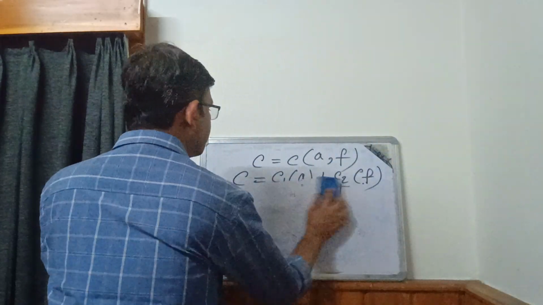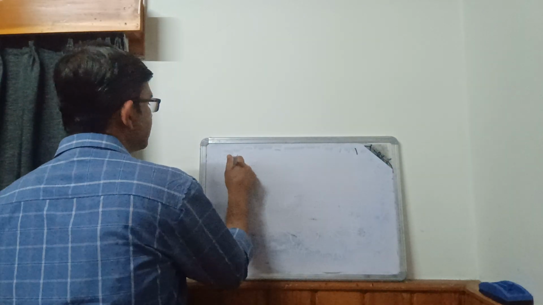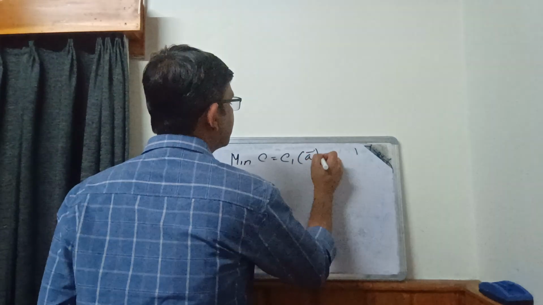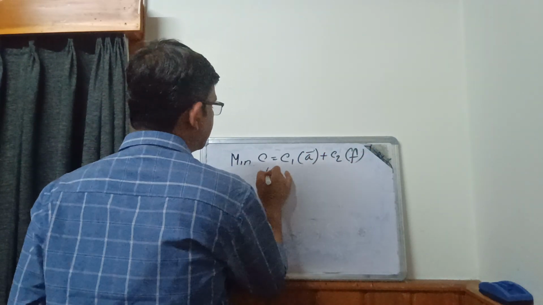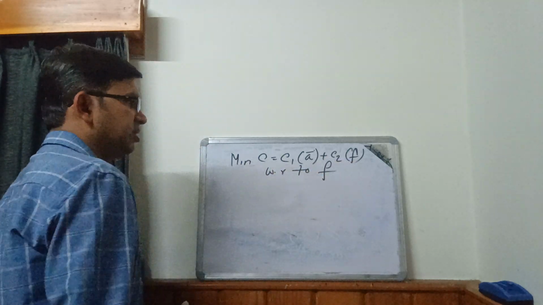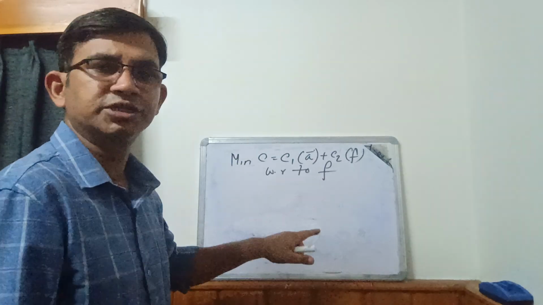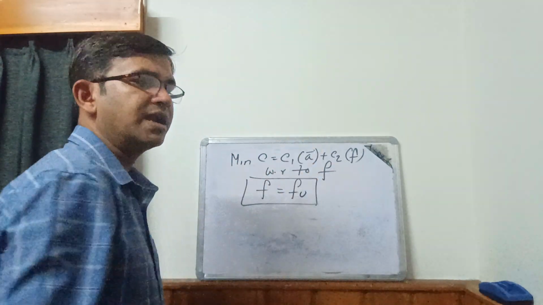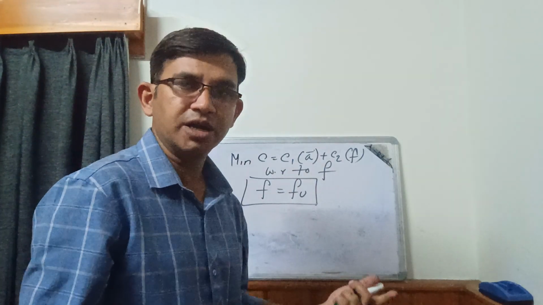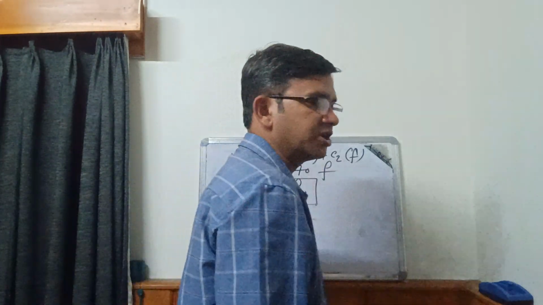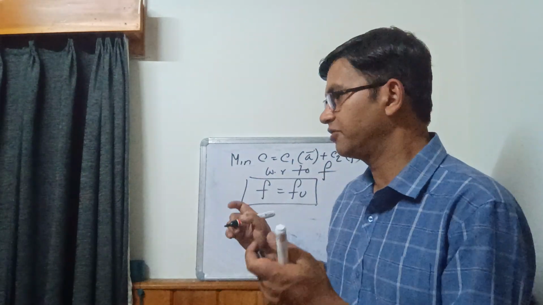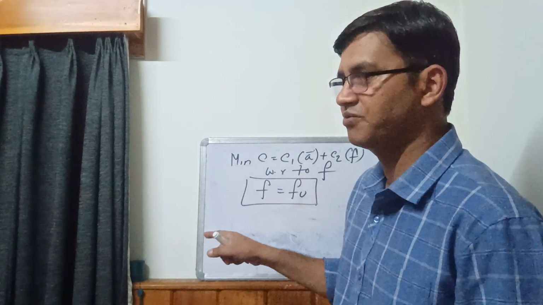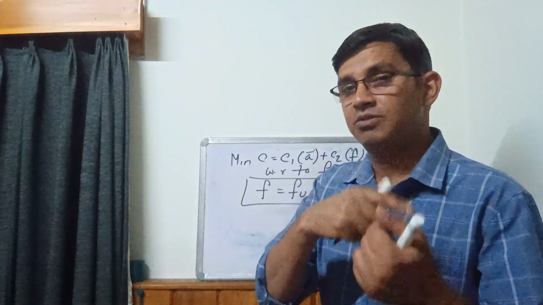So what we see here, the firm's objective is to minimize C equals C1 A bar plus C2 F with respect to F. So the firm has to choose the level of F for which the cost is minimum, and that is possible if F equals FU. And as per our condition, F is not observable by the regulator. So this is a very crucial point. So the firm always tries to minimize its effort or give minimum effort, because this is the problem of moral hazard.